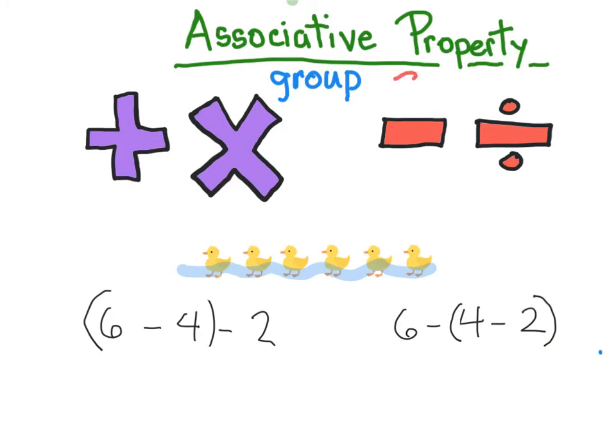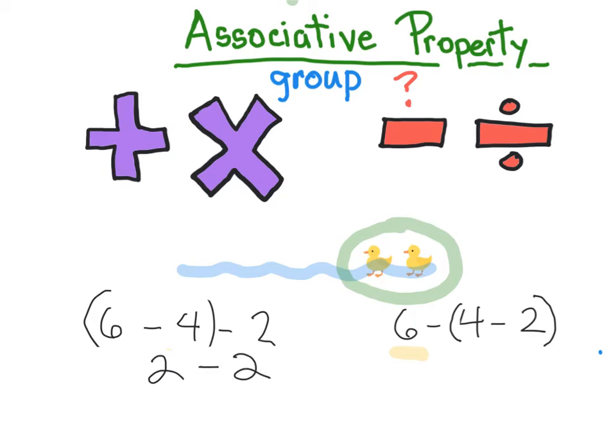Let's see if the associative property works for subtraction. In both of these expressions, 6 is the amount that we're starting with. In this expression, 4 ducks went back to the nest. And you are left with 2 ducks. 6 minus 4 is 2. And if we subtract another 2 ducks from that, what are we left with? Nothing. 0.